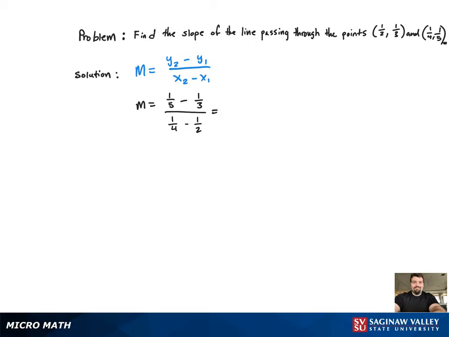Now it's just a matter of simplifying that out, getting like denominators. Now the negatives cancel out, switch it to multiplication. Multiply straight across, get 8 over 15. No reduction possible, so that's going to be the slope.